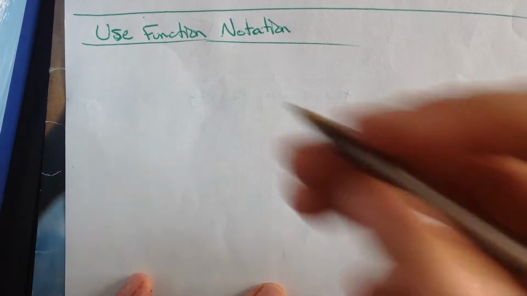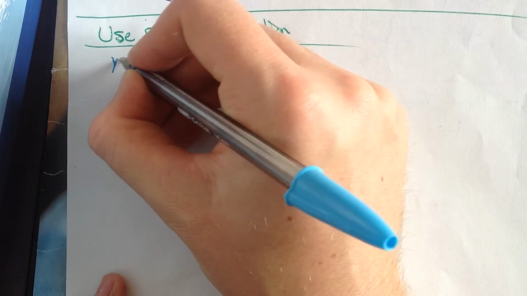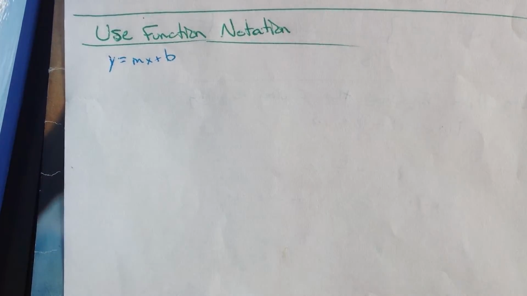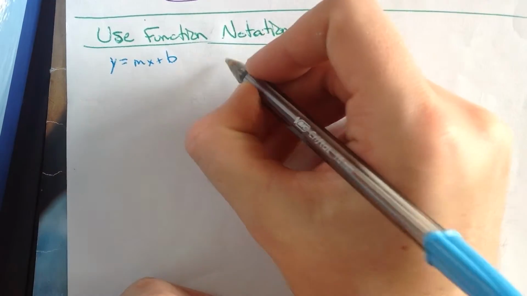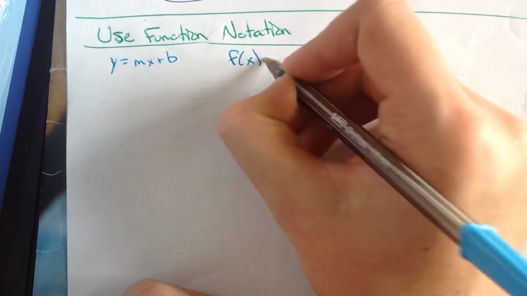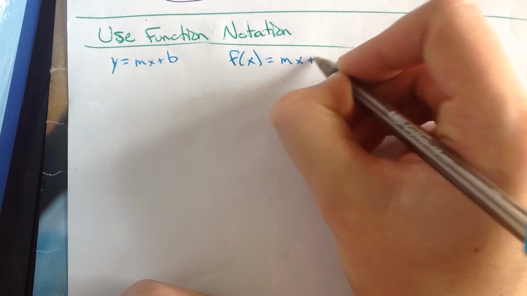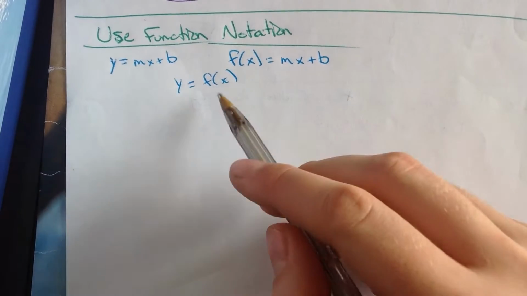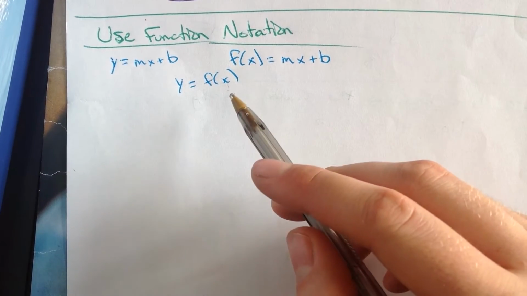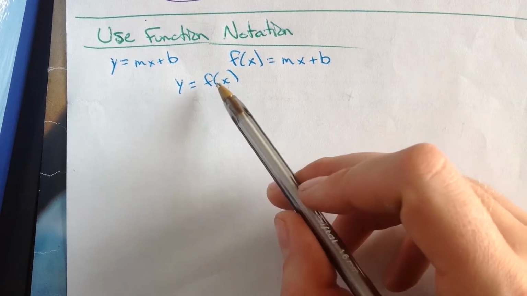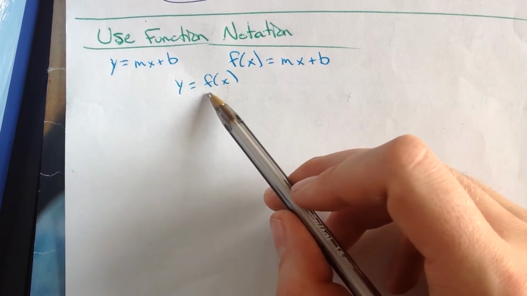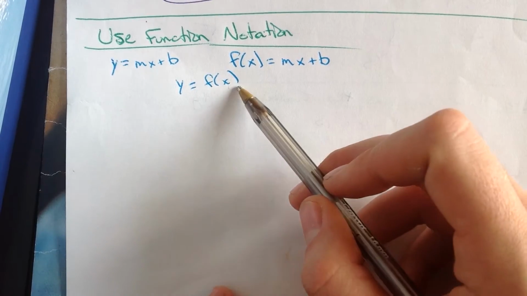To use function notation. So function notation, you've typically been introduced to a y equals mx plus b function, some type of y equals. Well, y is the same thing as f of x. So another way we could write this is f of x equals mx plus b. Y and f of x are the same thing. This just falls under function notation. The reason it's nice is because it tells you it's a function and x is the independent variable, so it's a function of x. That's how this is read.